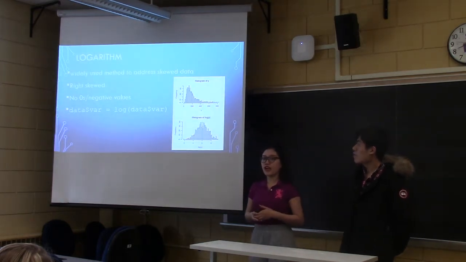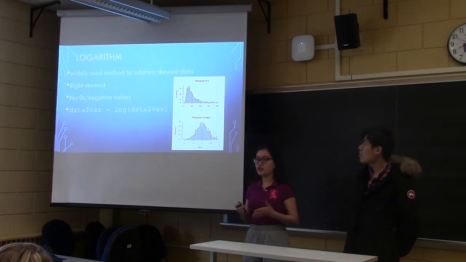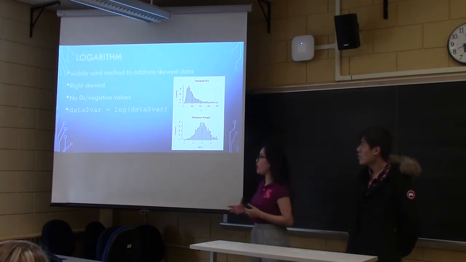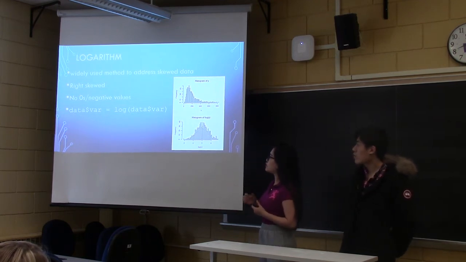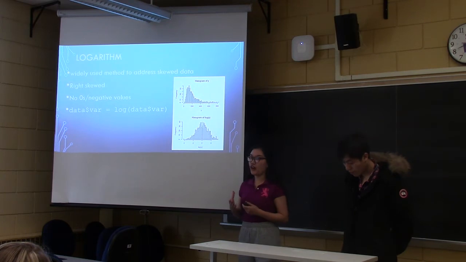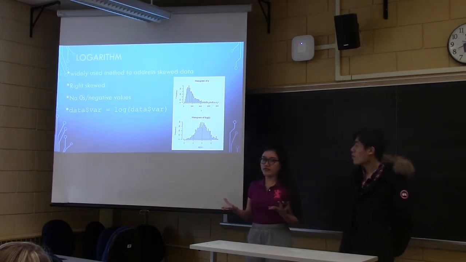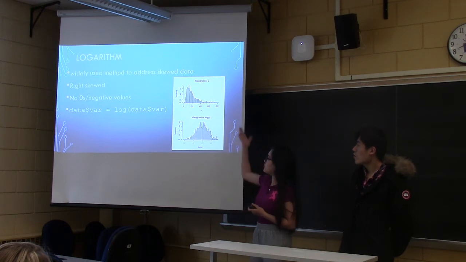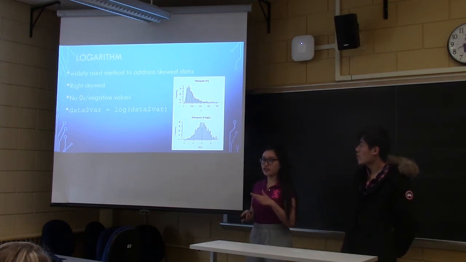The first type, and probably the most widely used data transformation, is the logarithm. This is because it's very simple to use and it really helps with right-skewed data, as you can see here. The only drawback is that you cannot run it on zeros or negative values, but it's a really powerful transformation. If you want to run it in R, the command is log of that variable, which is very simple. As you can see, it helped our data set become more bell-shaped and normally distributed.